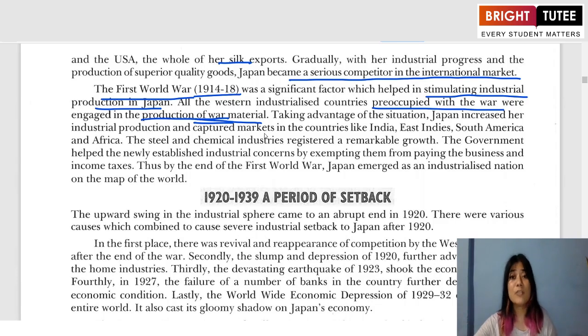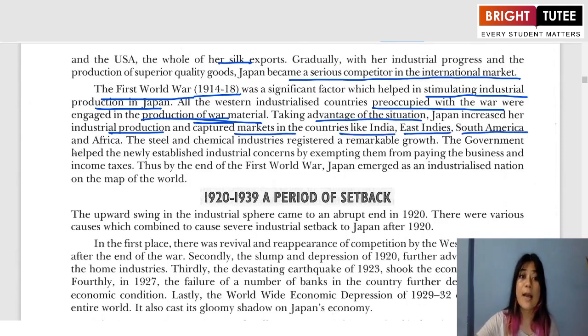Okay, so now Japan took advantage of this situation, how the Western countries were concentrating only on production of war materials. So now they increased their industrial production of all other products, of all other articles. Okay, and they captured the markets in countries like India, East Indies, South America and Africa. Okay, and they started to trade and export their articles and goods to these countries.